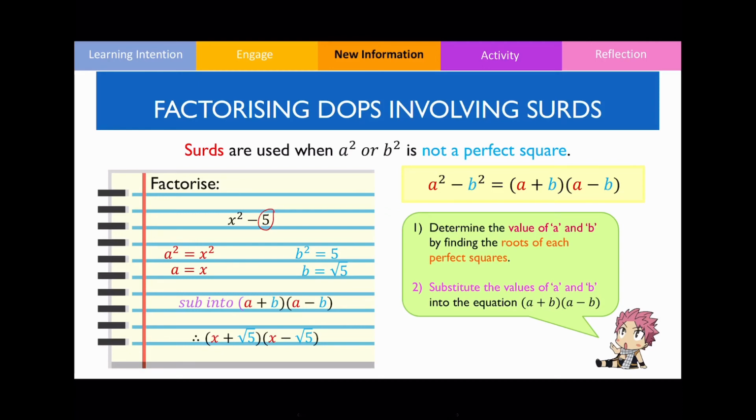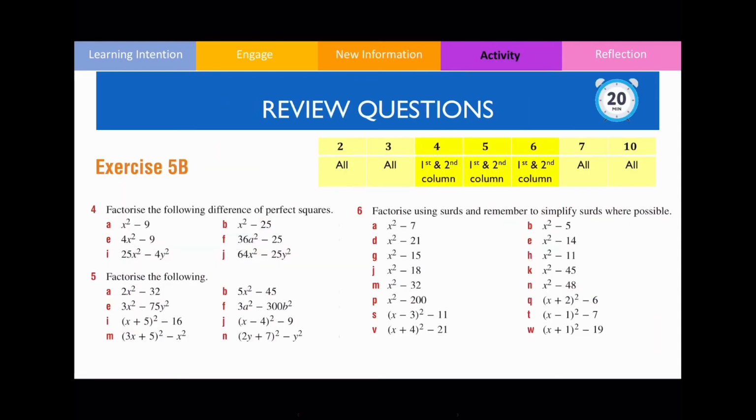In these examples, when you don't happen to have a perfect square at all, you just have to include the square root surd sign. What I'd like you to do right now for the next 20 minutes is to please answer questions 4, 5, as well as 6. Please take your time with answering these questions, and after you do this, please move on to the next part of today's lesson.